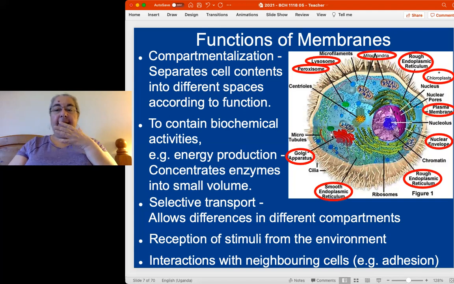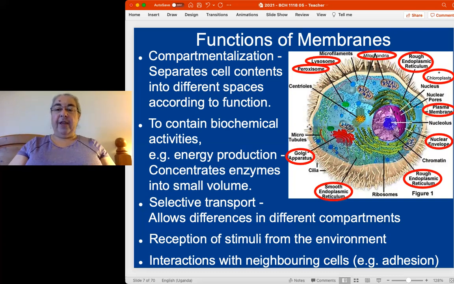Membranes allow selective transport. It allows differences in different compartments. You'll learn more about how mitochondria work later on. But if we think of a mitochondria to produce energy, it's important to have an electric gradient across a membrane. That's part of the way that the mitochondria is able to carry out its reactions, to actually separate different electrical charges on the opposite sides of a cell membrane.